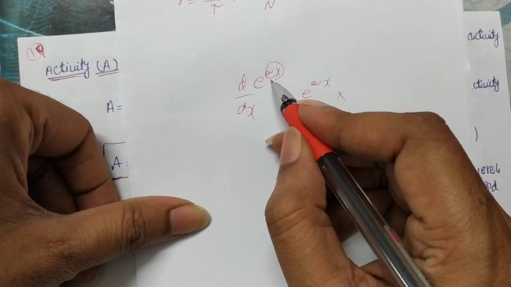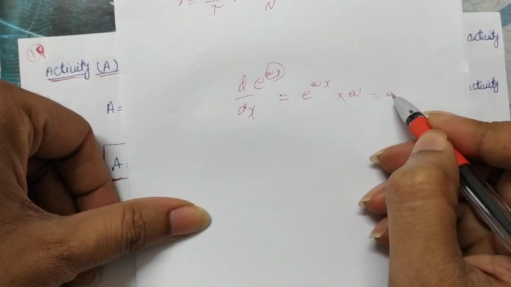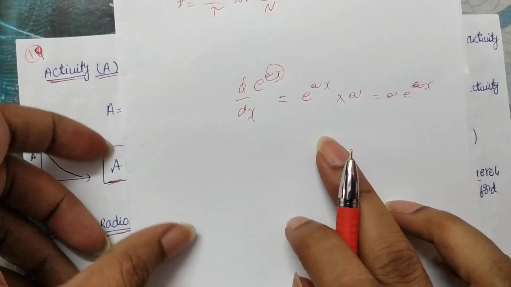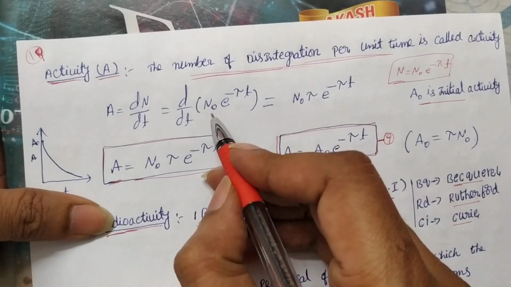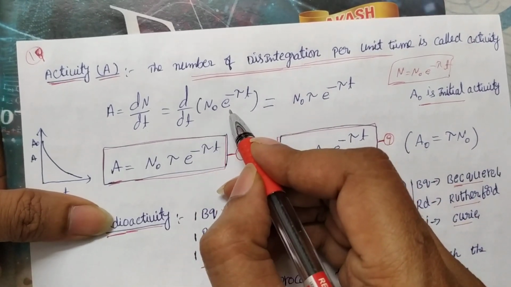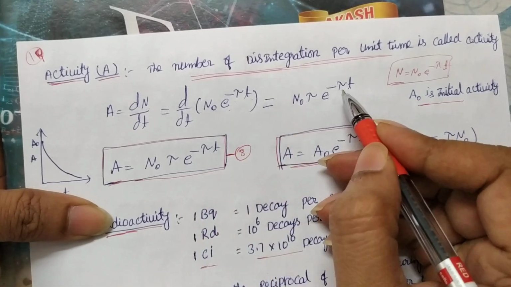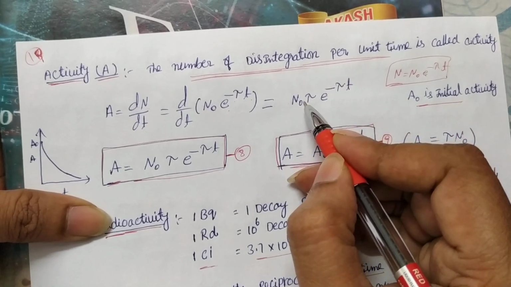That is the differentiation of e power ax with respect to x. So now what you get is a e power ax. In a similar manner, here we have the differentiation of N naught, a constant, times e power minus lambda t. So for that, e power minus lambda t we get as it is, and for the differentiation of the exponent, minus lambda you have to write.